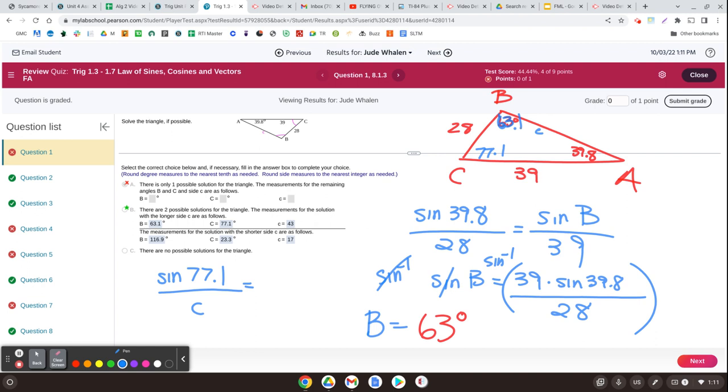Okay. So sine of 77.1 is to C like sine of 39.8 is to 28. Okay, so now C is just cross multiply and divide. So C is 28 times the sine of 77.1 divided by the sine of 39.8. Okay, and that's how you're going to get 43.